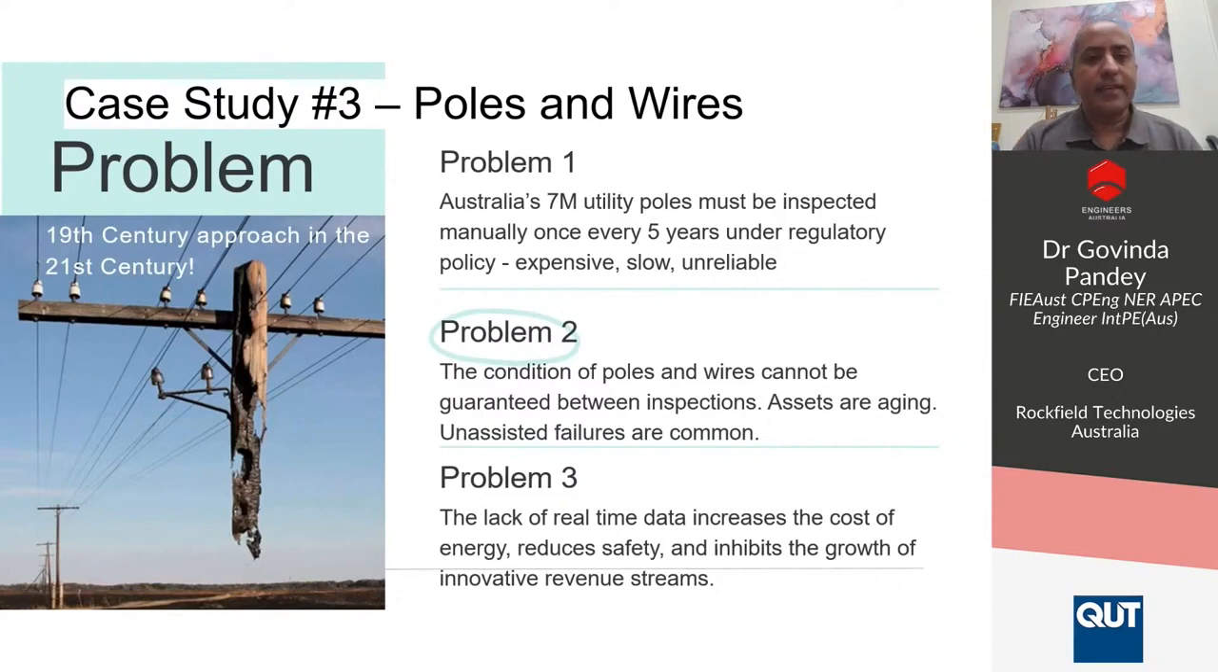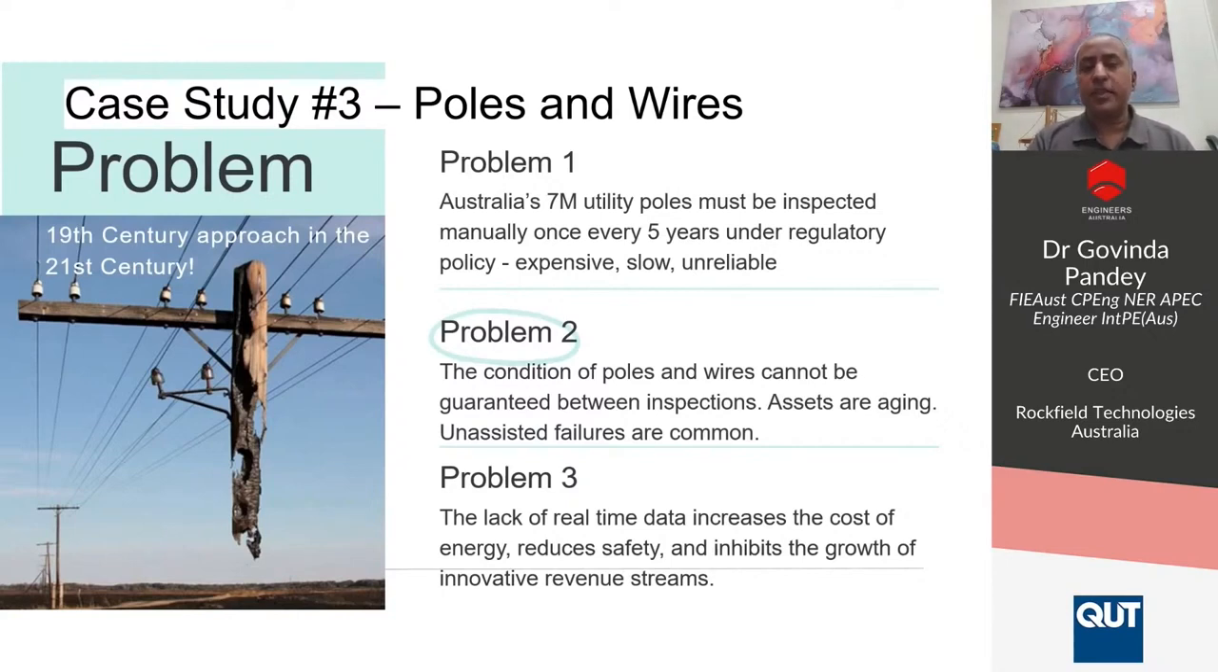So the third case study I've got for you is on poles and wires. If you look at the utility poles and wires in Australia, we've got 7 million poles, and those poles are to be manually inspected every 5 years. That's the regulatory requirement.